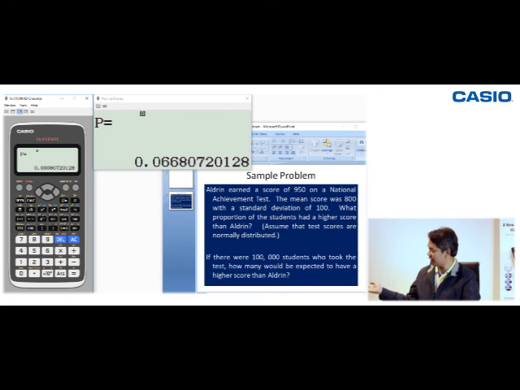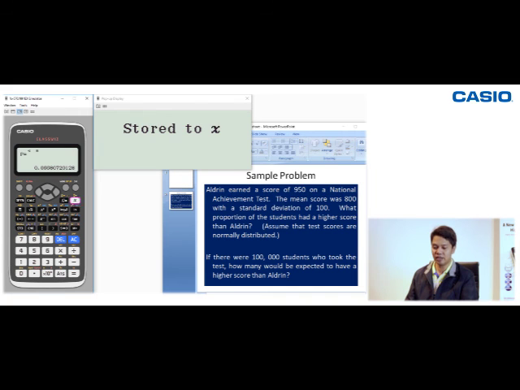Again, to answer the follow-up question, how many students, we need to store this value to x. To do that, press store, and then the x variable. You can see that it's already stored in x. Going back to menu 1, we need to multiply the probability by 100,000. So, times 100,000, and then press equals. We arrived at the same answer, which is 6,681.